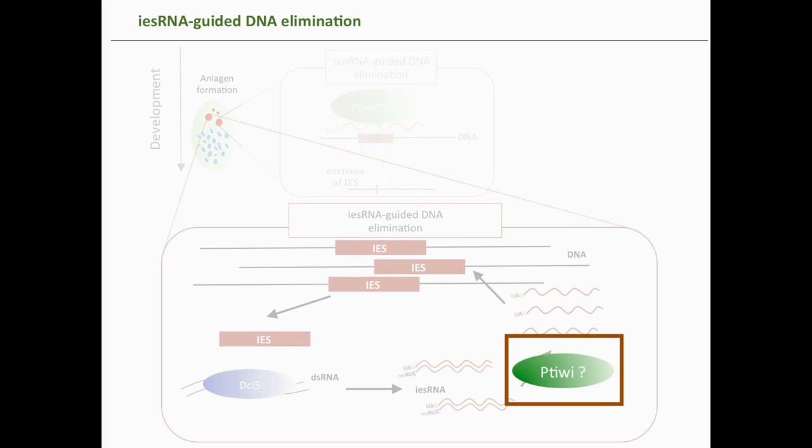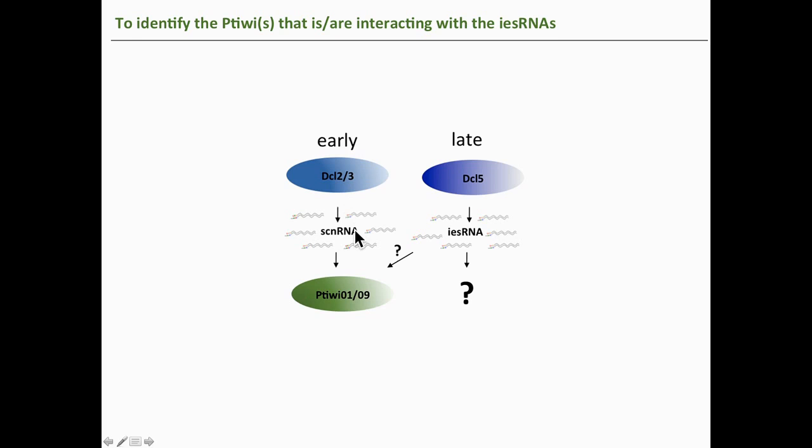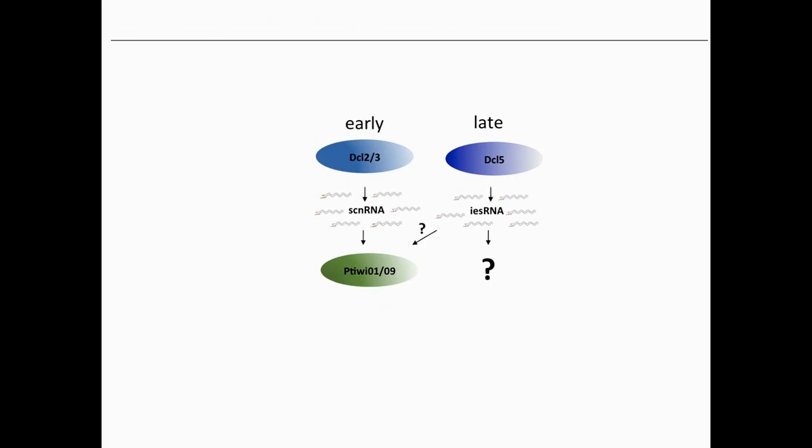My project is about identifying the Piwi protein interacting with these iesRNAs. As a small reminder, DCL2 and 3 produce scnRNAs, bound by Piwi 1 and 9, while DCL5 produces iesRNAs. We are wondering whether Piwi 1 and 9 might also interact with the iesRNAs, since they are at the right time in the right place. I will park this here as a reminder during the talk.